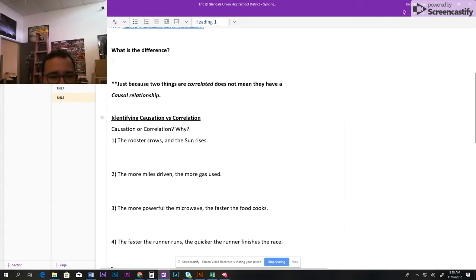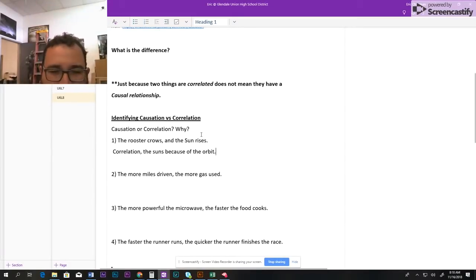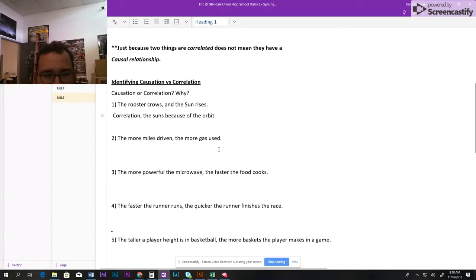So then let's talk about identifying causation versus correlation. Causation or correlation, and then why. So we're going to state whether it's a causation or a correlation. The rooster crows and the sun rises. Well, that is just a correlation, because the sun rises because of the orbit. The rooster just happens to be crowing when the sun rises. It doesn't make the sun rise. The sun is going to rise regardless of whether the rooster crows.